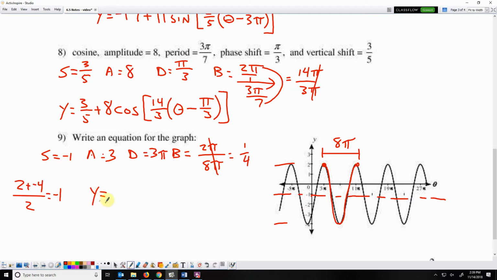So y equals sinusoidal axis. Okay, then I started on a maximum. Maximums and minimums are cosine. And since I started at a maximum, it's positive cosine. So plus 3 cosine. B. And then theta, and opposite of the displacement, minus 3 pi.